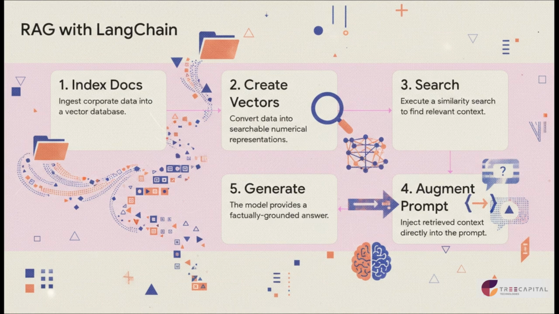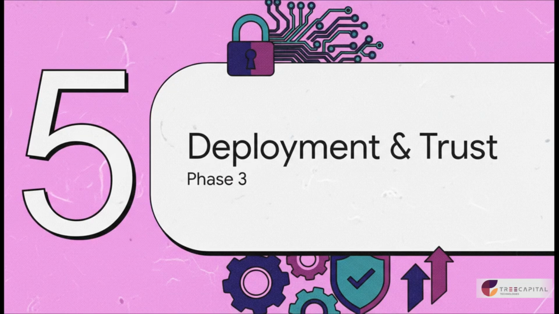When a user asks a question, the system finds the most relevant piece of your data, adds it to the user's prompt, and then the model generates an answer based on those real facts. Simple, but incredibly powerful. Okay, our application is built. We're ready to launch, right?